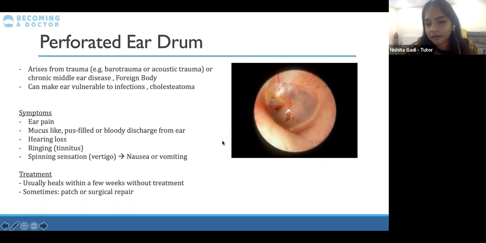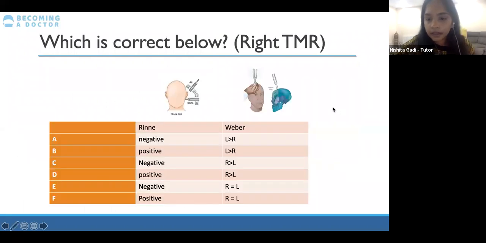It's quite interesting. You also have spinning sensation, which is vertigo, nausea or vomiting. Treatment: it usually heals within a few weeks without treatment, but sometimes you can have a patch or surgical repair. So you can use a patch or surgical repair.